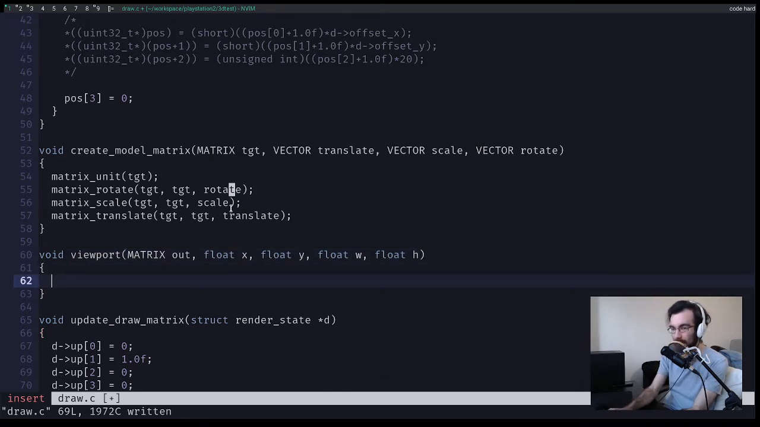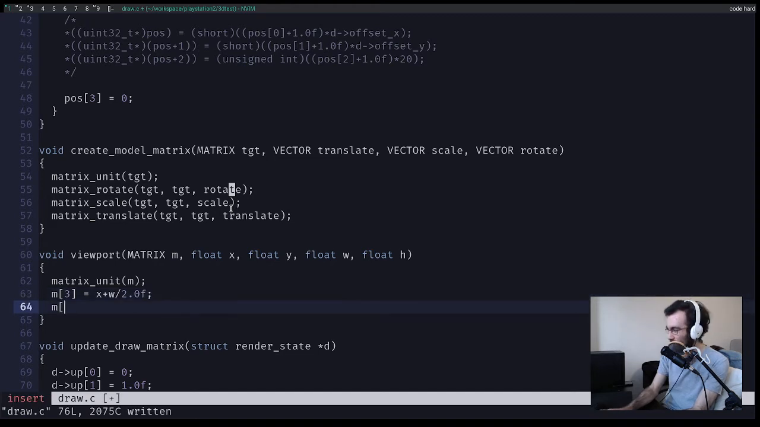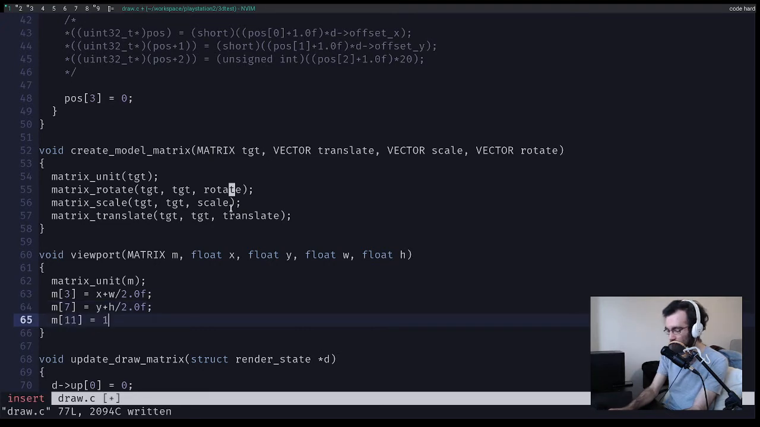Let's rename this to M. I don't like typing characters. M, matrix, unit M. We'll start with the unit matrix. We want things to be nice and straight down the middle. M3 is going to be x plus w over 2.0f. M7 is going to be y plus h over 2.0f. M11 is going to be 127.5.